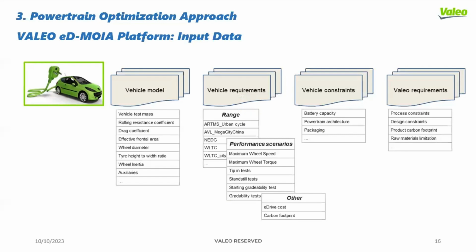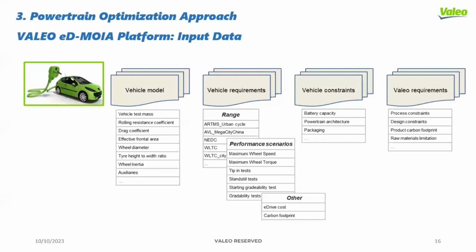I'll give you some examples of the input data here. From the vehicle, we'll have the model of the vehicle, the mass, other characteristics depending on the vehicle. We have the vehicle requirements, so for example, range on different cycles, performance scenarios, for example, an acceleration or a gradability test. And then we have as well the eDrive cost and the carbon footprint of the product.